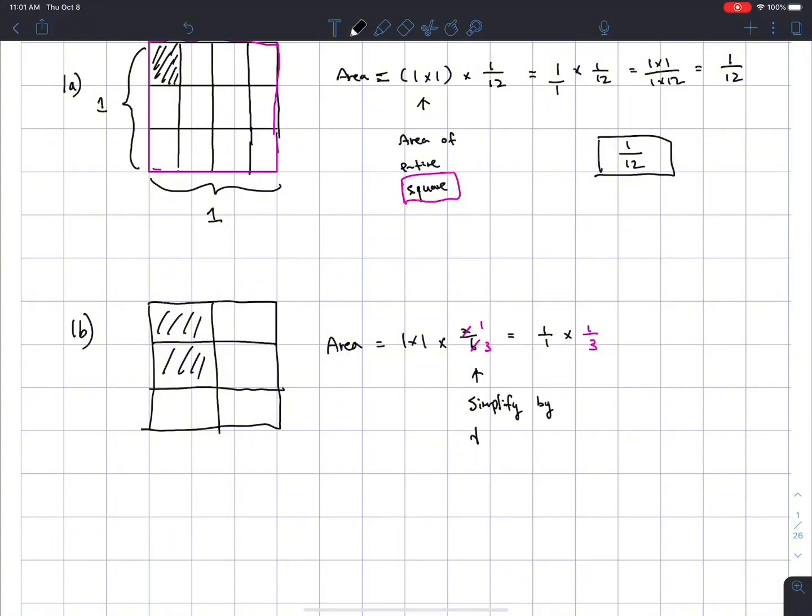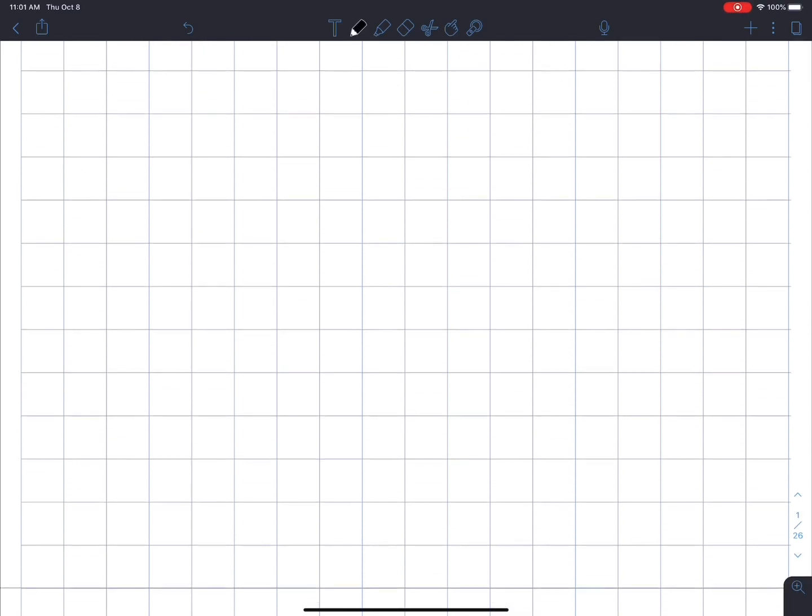So simplify by dividing both numerator and denominator with the same number or divisor. I'll just call this number. So in this case, I divided both of them by 2. Again, I multiplied the numerator with the numerator to get 1, denominator with the denominator to get 3. So my answer is 1 over 3. And then C.